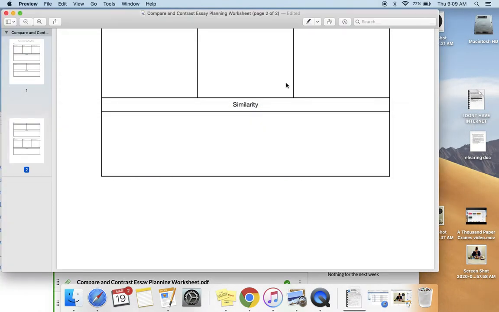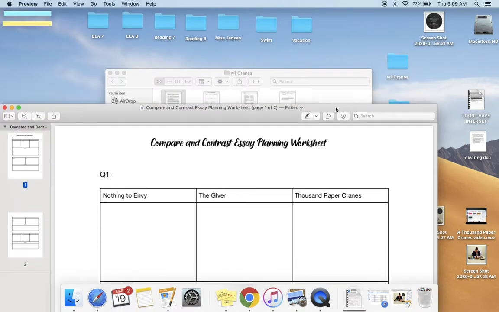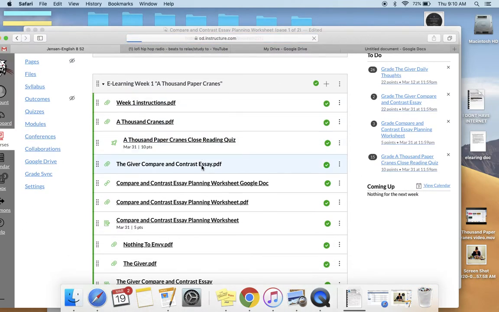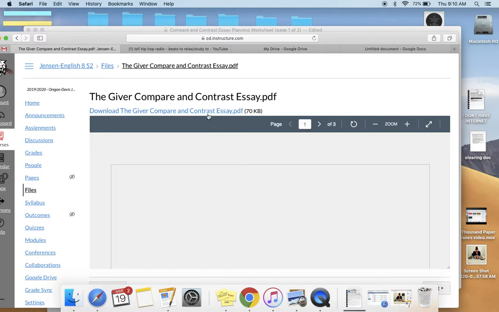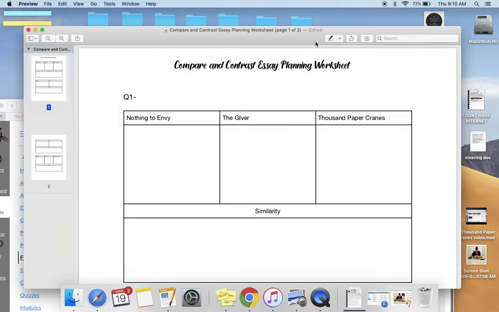Let's do one of these together. Let's just do really quickly number 1. So number 1, we're comparing all of the characters together, and you see this box is just for things about Changbo, this box is just for things about Jonas, and this box is just for things about Sadako. Okay, what am I writing about again? I forget already. Question 1. How do the characters' lives look? Use one quote to support your answer for Jonas. Okay, how do their lives look?